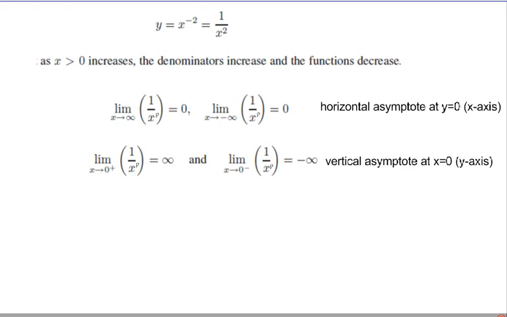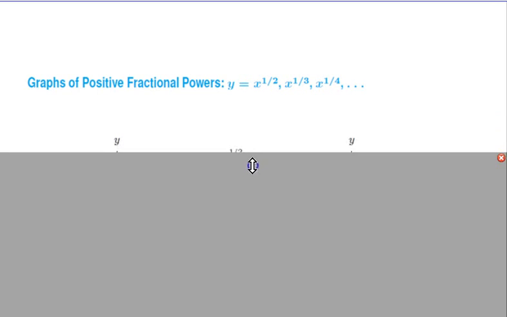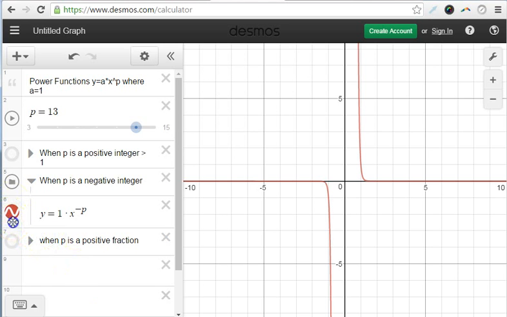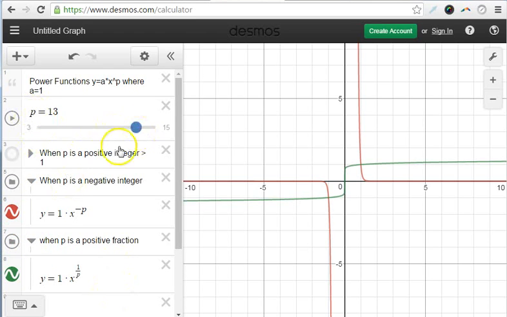What happens when p is a fraction? And we're not going to do all fractions, but just take a look at these fractional powers. So it seems like it's 1 over an integer, positive integer. And we're going to have different graphs too, very quickly using Desmos. When p is a positive fraction, let's look at what happens.